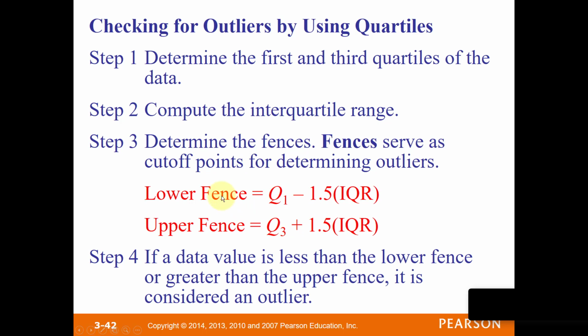Any number that's lower than the lower fence is an outlier. Again, outliers are extreme values. Any number that's greater than the upper fence is an outlier. That's what it's saying down here in step 4.